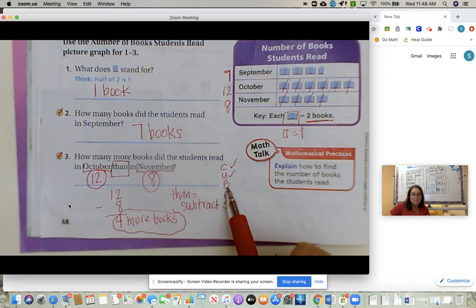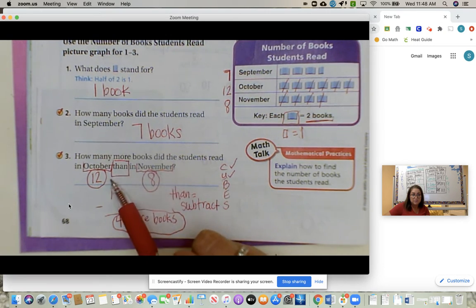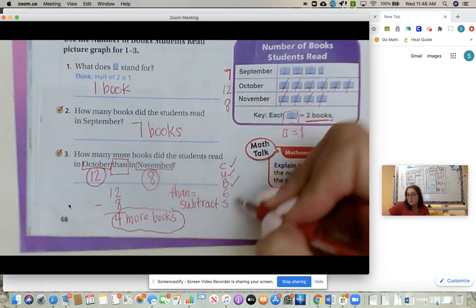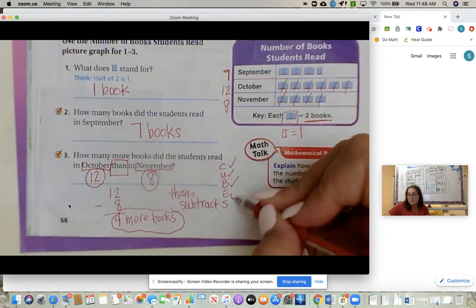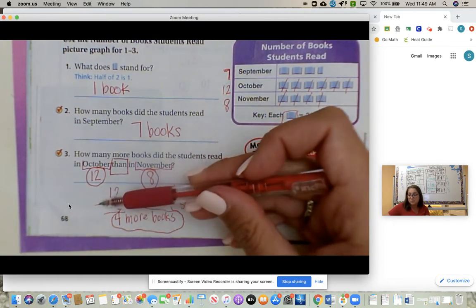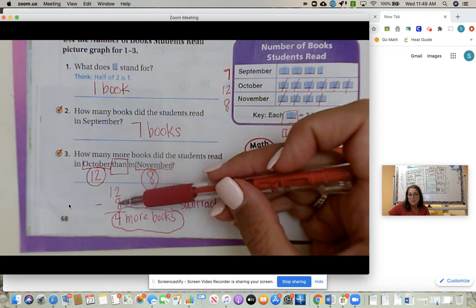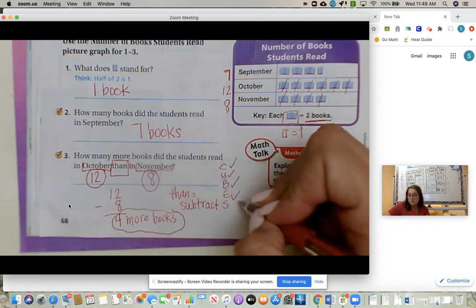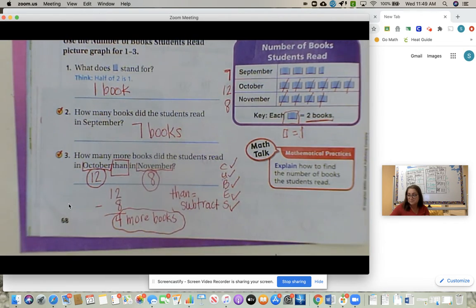Then we go to box the math verbs. We have one math verb: than. Than means to subtract. So when we set up our problem, we're going to evaluate. Our problem will be 12 subtract 8. Then we need to solve it. 12 subtract 8 is 4, and then we need to label it. 4 more books. So then we solved it and labeled our answer.